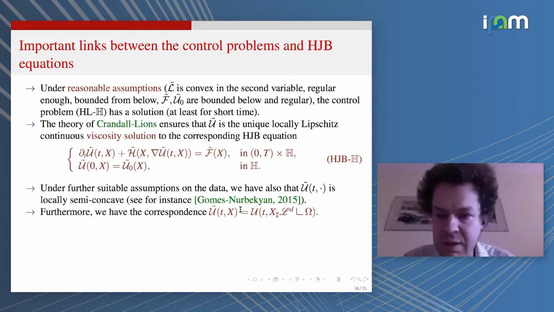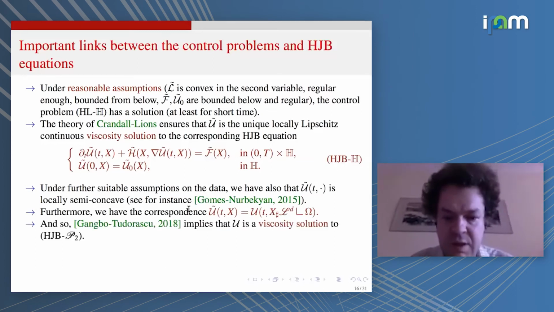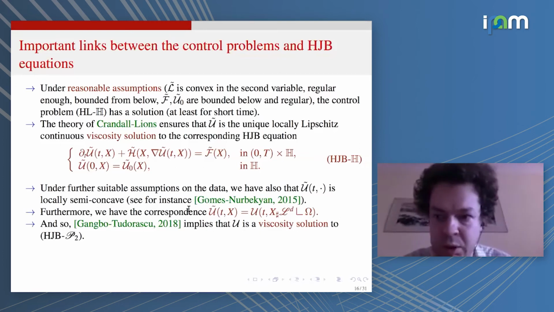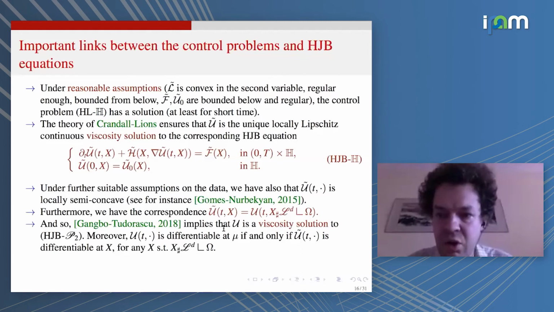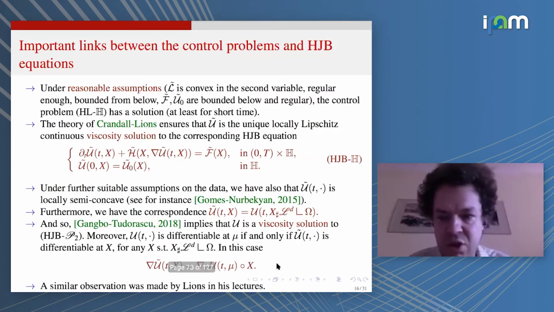And yeah, we have this correspondence between the value functions, and we have a recent very important result by Gangbo and Tudorescu, who say that actually, if this problem has a viscosity solution, then U also has to be a viscosity solution for the Hamilton-Jacobi equation set on the Wasserstein space. And moreover, you have a structure of the derivative. So U is differentiable at mu if and only if U tilde is differentiable at X. And you have a correspondence between the derivatives like this. And this is also possible for the subdifferentials, superdifferentials, and so on and so forth. And this observation was made by Lions also.